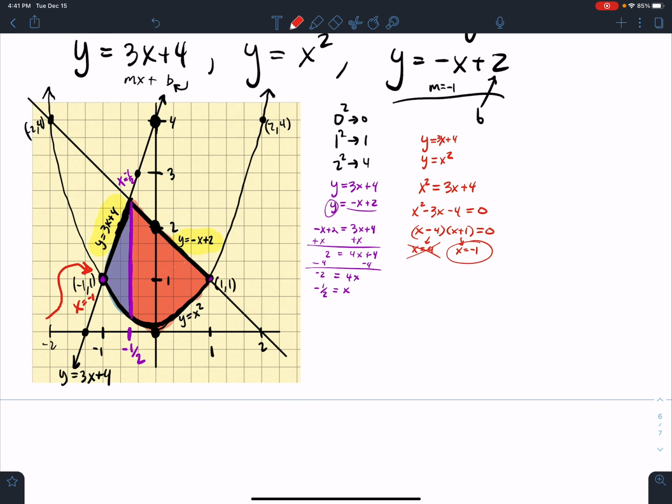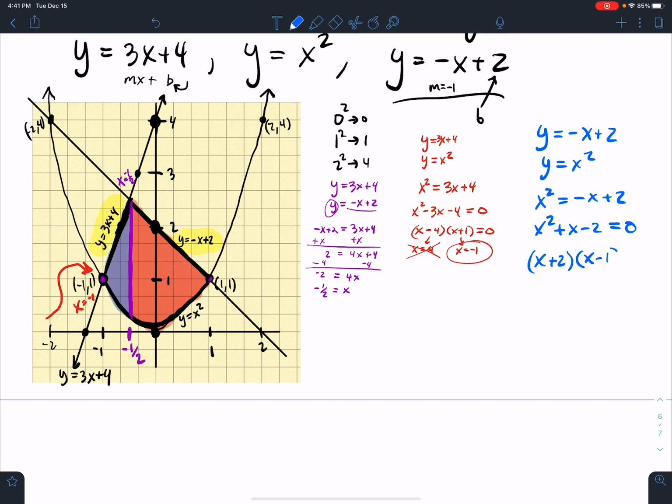So same thing. I'm going to set up y equals minus x plus 2 and then y equals x squared. So x squared equals negative x plus 2. Move everything to one side. And then I factor: plus 2, minus 1. Adds, 2 and minus 1 is a positive 1 there. That's what we wanted to add to. Equal to 0 for factoring.